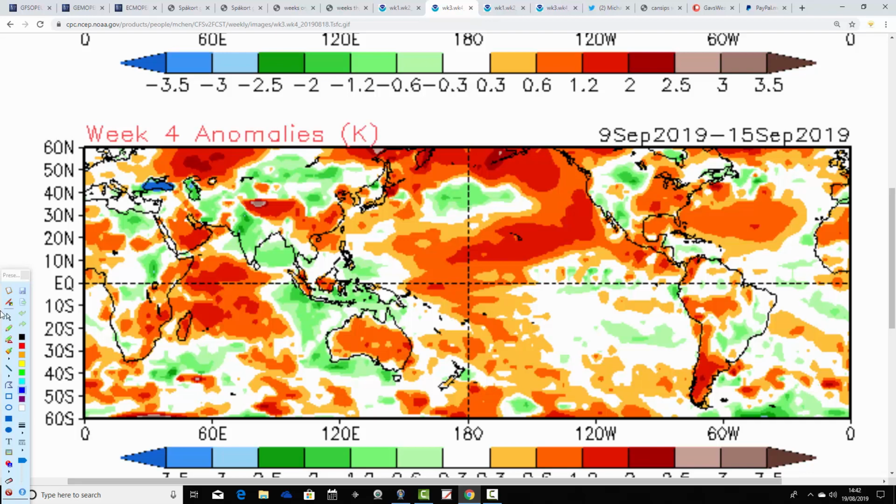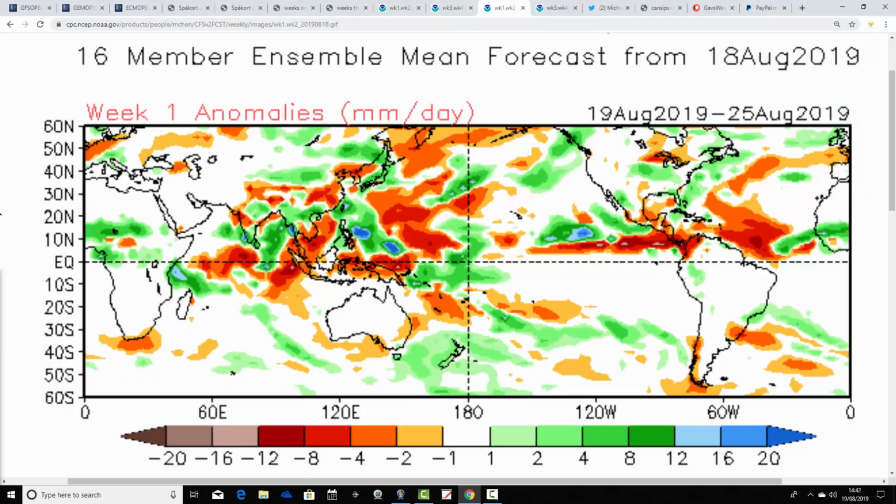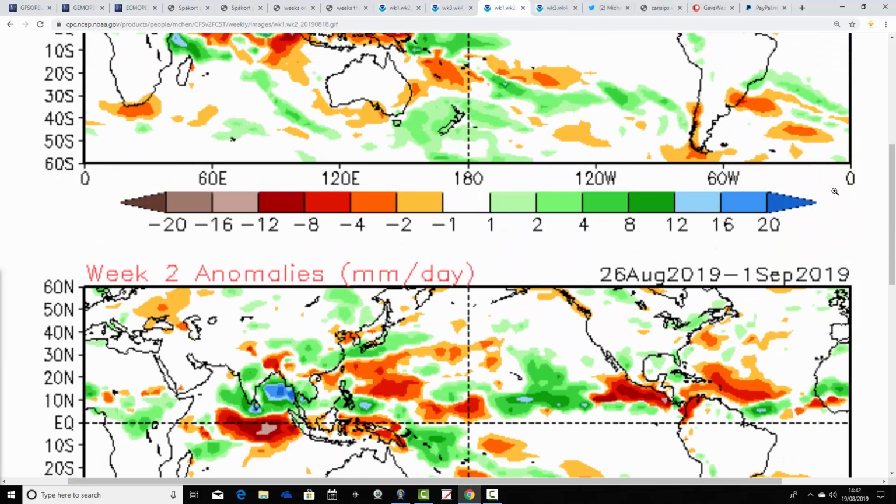And then week 4 goes a bit warmer. This is the 9th to the 15th of September. This is the wind sort of swinging into the west. Temperature anomalies then, not a big deviation, but it does go a little bit above average for some parts of the country. Precipitation anomalies from the 19th to the 25th of August. So for the north and west, it's a bit wetter than average. For the southwest, it's a little bit drier than average.